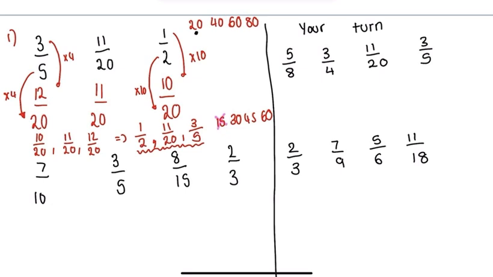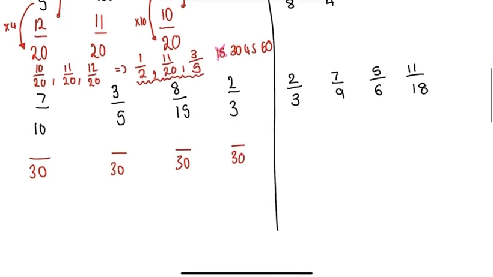So because it's a multiple of all 4 of those numbers, I'm going to use that. I'm going to make them all over 30. So let's go through and create equivalent fractions over 30.